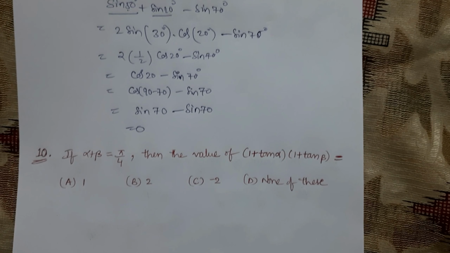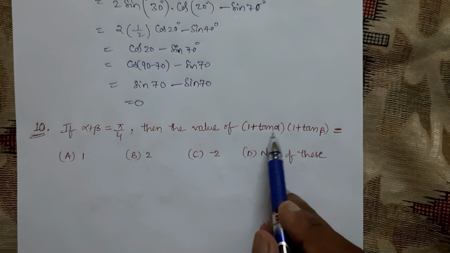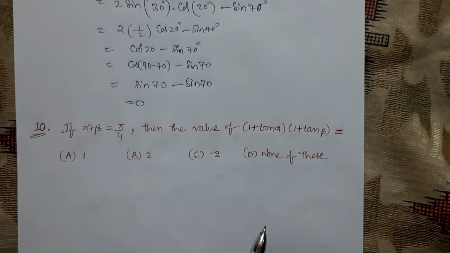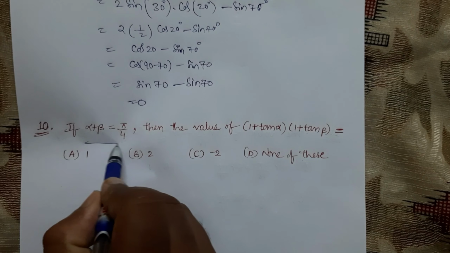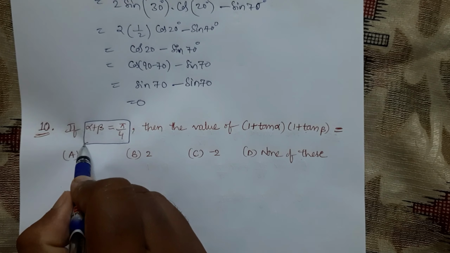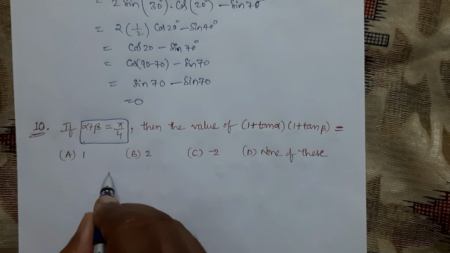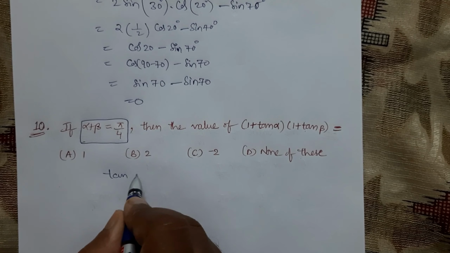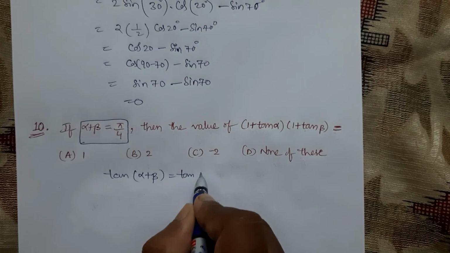Okay, next question. If alpha plus beta is equal to pi by 4, then find the value of 1 plus tan alpha into 1 plus tan beta. See, this is a concept based question. Based on this given data, we need to find this. So now I will consider this alpha plus beta. I will apply tan on both sides. Tan of alpha plus beta is equal to tan pi by 4.